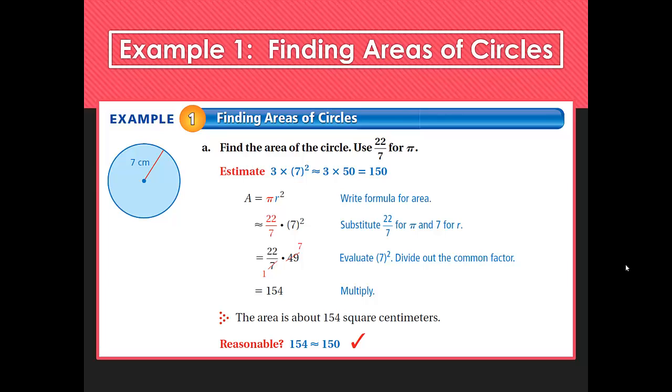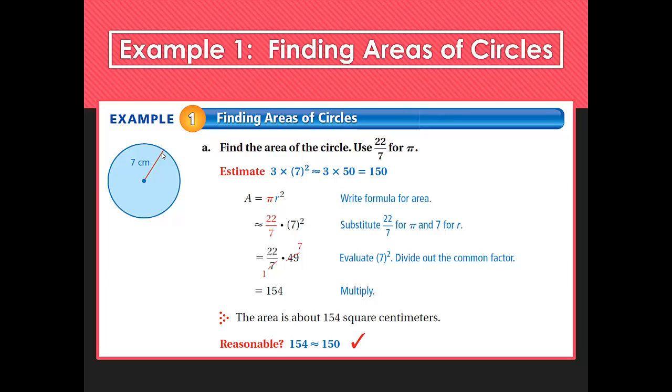Area equals pi times r squared. In this problem, we're going to use 22/7 for pi, and our radius is 7 centimeters. If you look over at our circle, our radius, so the center to the outside, is 7 centimeters. So we have 22/7 times 7 squared. 7 squared is 49. So now we're multiplying 22/7 times 49.